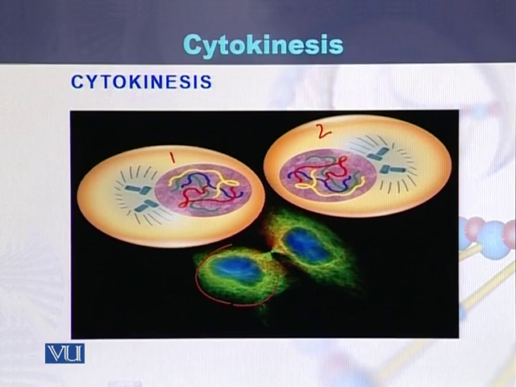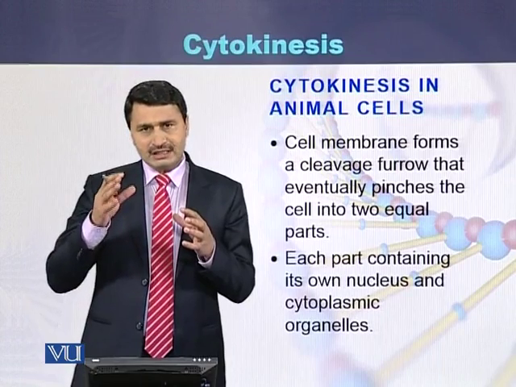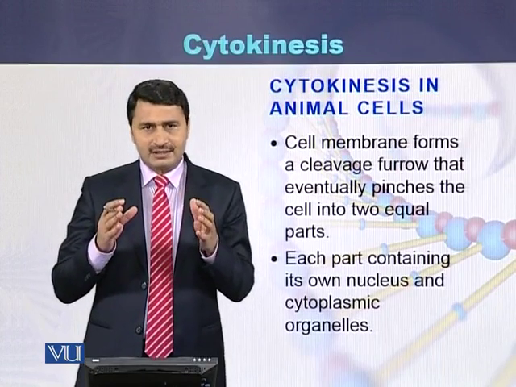Here we can see that both the cells are still joined with each other. Ultimately, these two cells will be separated. Cytokinesis differs between the animal cell and the plant cell.